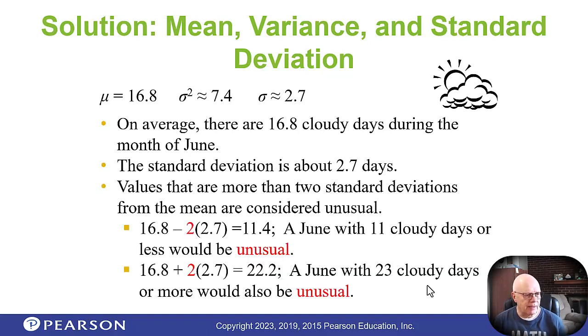And what does that mean? If you had 11 cloudy days or less, it'd be unusual. If you had more than 23, it would also be unusual. And that's it, folks. I think I mentioned rainy days. Actually, we're talking about cloudy days. My apologies. I was rushing through it.